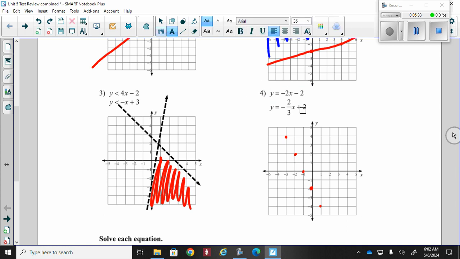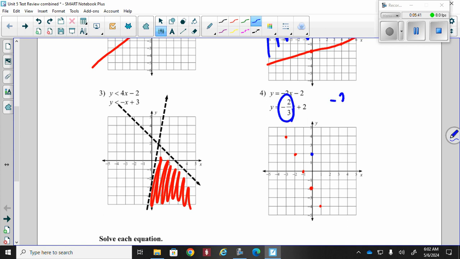The next one we're going to start at +2, and I'll just use this blue, +2, and then we're going to go. Now remember, this negative here, -2 over 3, we're going to go down 2 over 1 over 3. So 1, 2, 1, 2, 3. All right. So if you were to use your straight edge, it would actually intersect at this point right there, which is -3, +4.